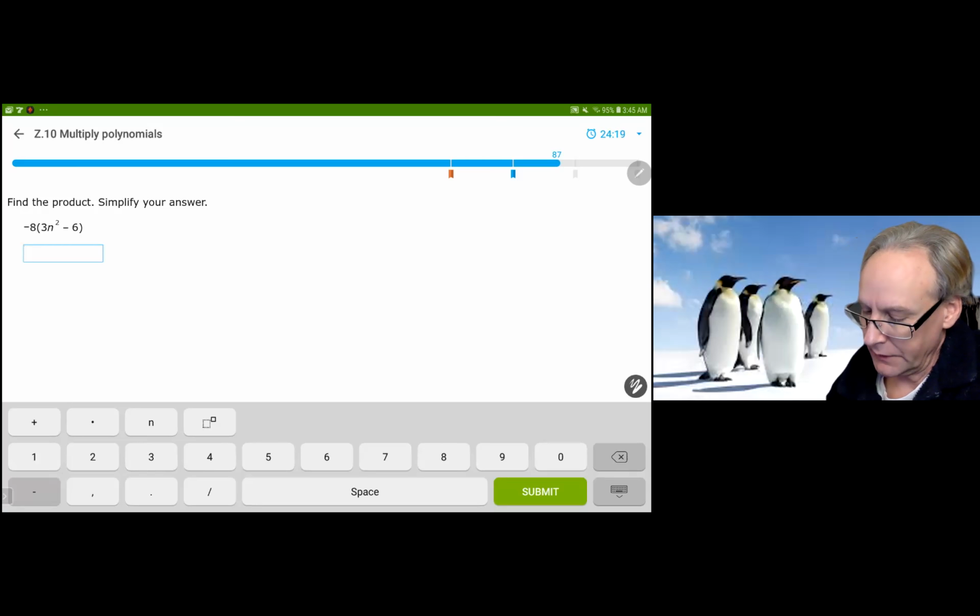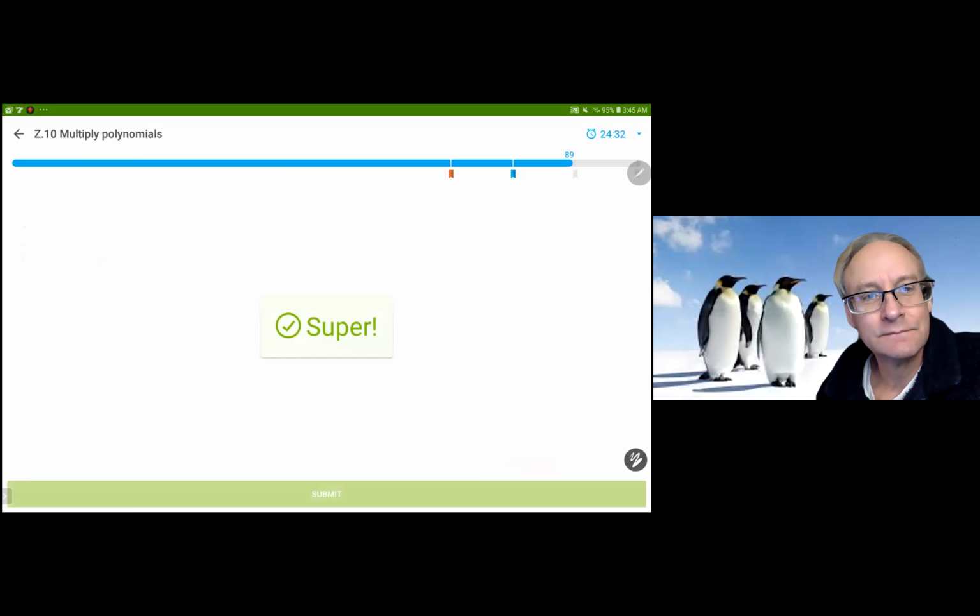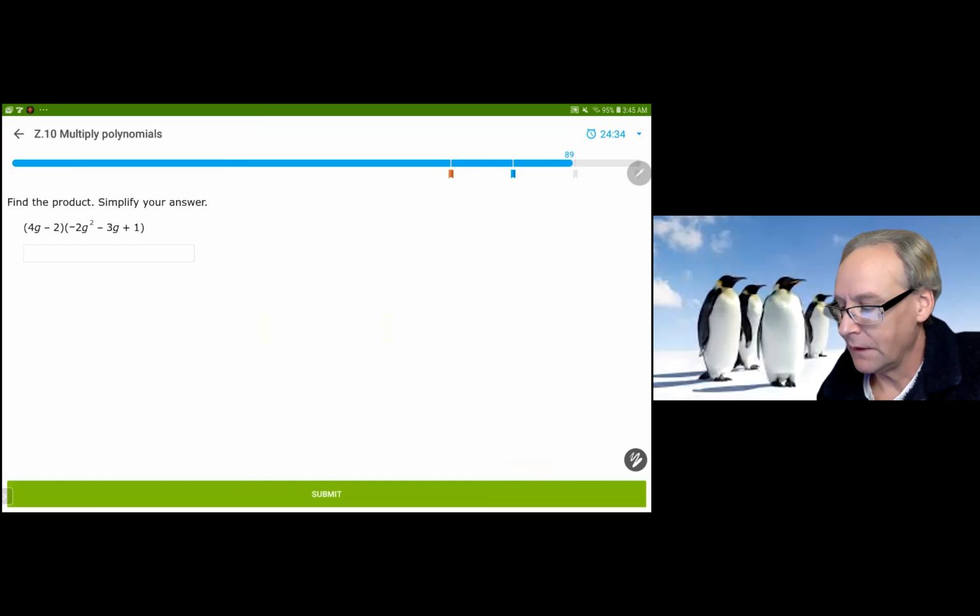Negative 24n squared plus 48, huh? And oh boy, we get another multiplication. I really like these. I recommend you pause it if you're still sticking with me all this time. I can't imagine, but it could happen, I suppose.